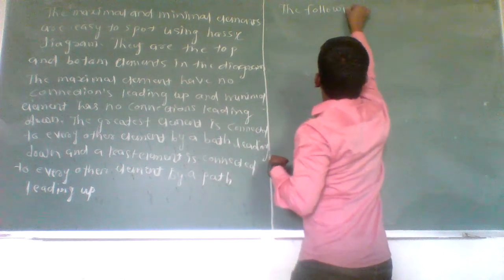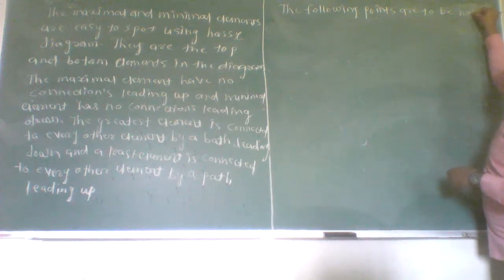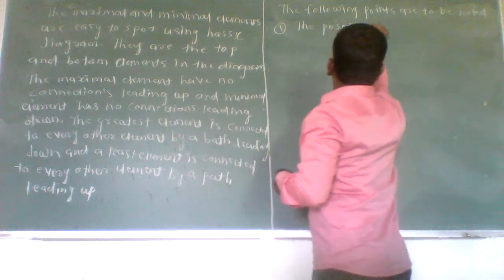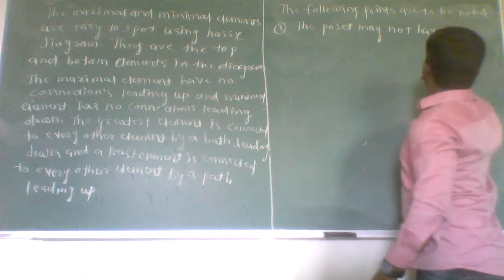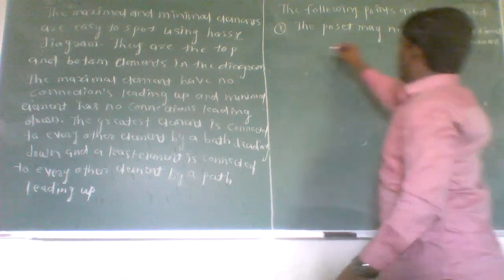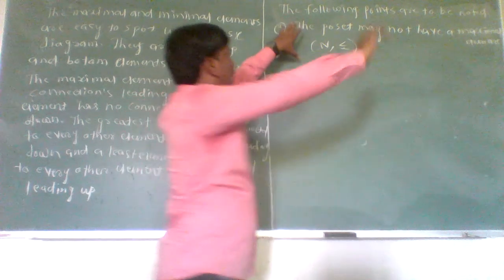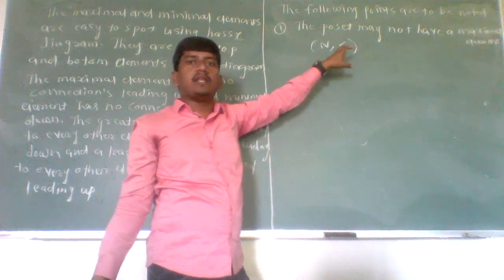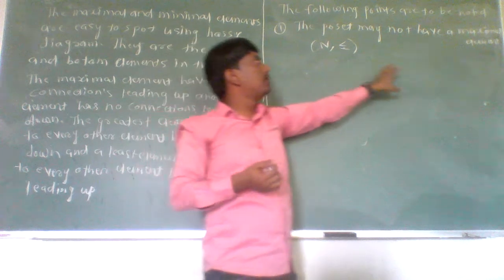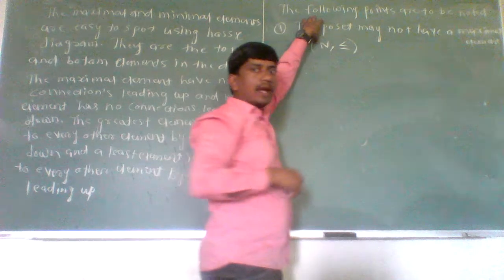Now, the following points are to be noted. First one: a poset may not have a maximal or minimal element. Let us take the set of natural numbers with the less-than-or-equal relation. This is a poset, but it has no maximal element. An element A of a poset is said to be maximal if A precedes x for no x in P. But here there is no such element, since the natural numbers with less-than-or-equal have no maximal element.